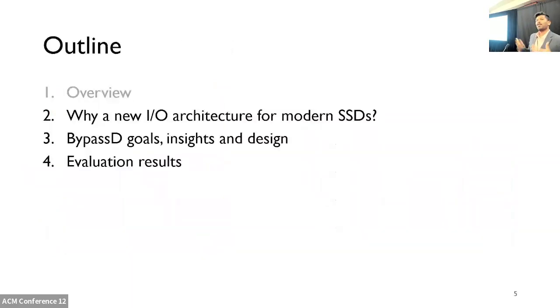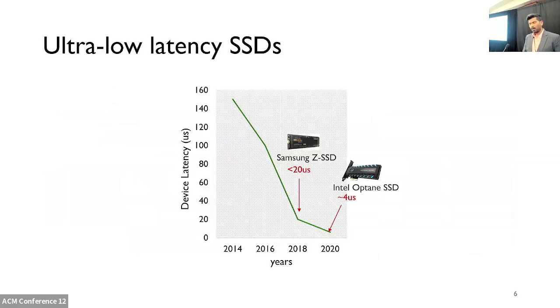Okay, hopefully I gave you a flavor of what this talk is going to look like. I'm going to talk more about the problem, motivate why we need a new I/O architecture, then talk about BypassD, its goals, and how it achieves them. And finally, we look at some results from our evaluation. Just like every other technology, there have been significant advancements in storage. In the past few years, we have had devices like Samsung Z-SSD and Intel Optane, which offer really low latencies.